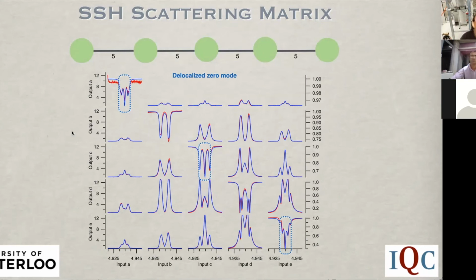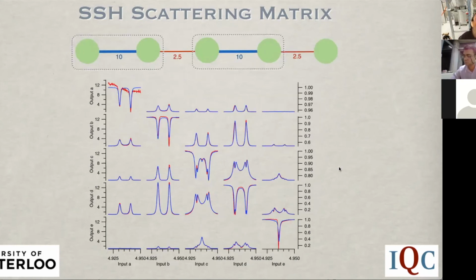Or what I can do is rearrange things. Now I have my dangling bond on the other end, and you see that the zero mode moves from the left side to the right side. I can do all of that in situ, so I can essentially move my zero mode around.